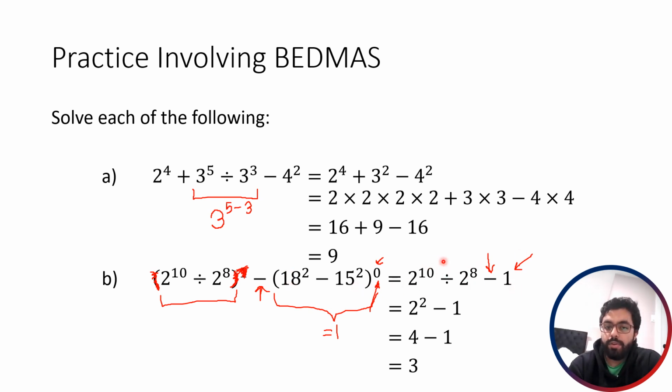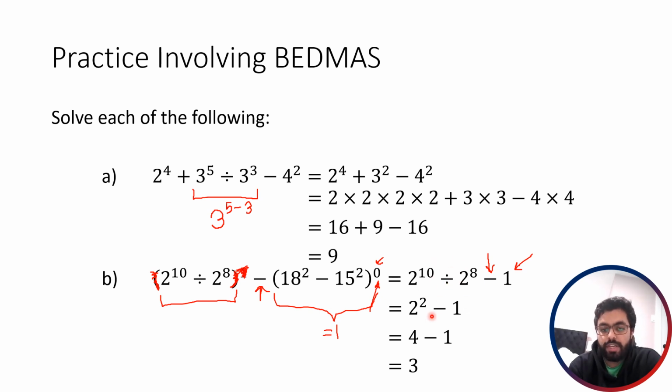Now we can use our exponent rules. 2 to the exponent 10 divided by 2 to the exponent 8. We've got the same base, different exponents, and a division sign, which means we can subtract the two exponents. We can subtract the second exponent from the first one. So we get 2 to the exponent of 10 minus 8, which is 2. So 2 to the exponent 2, or 2 squared, minus 1. We just don't touch the minus 1 yet.